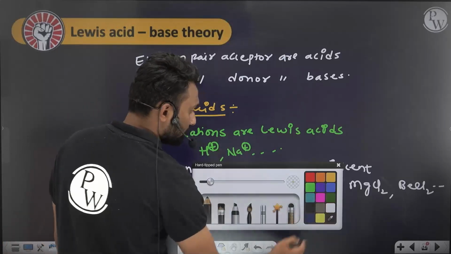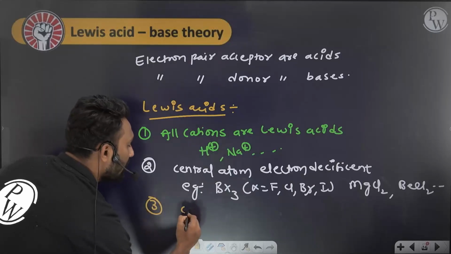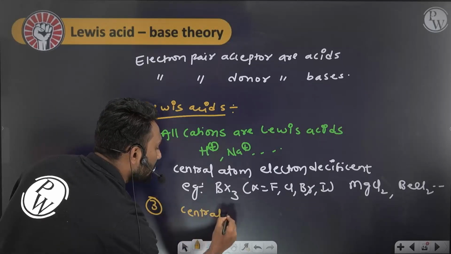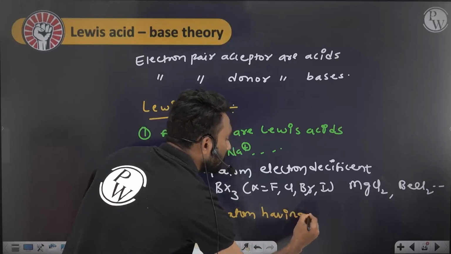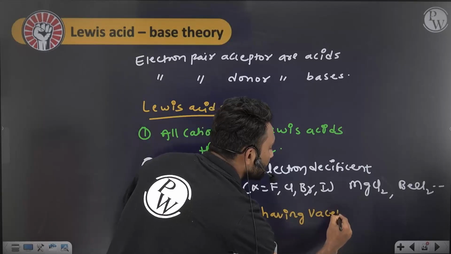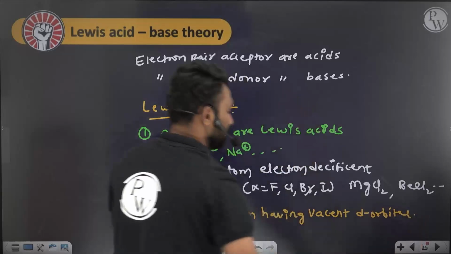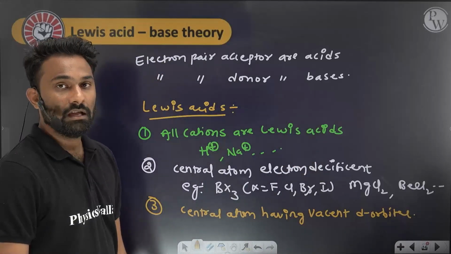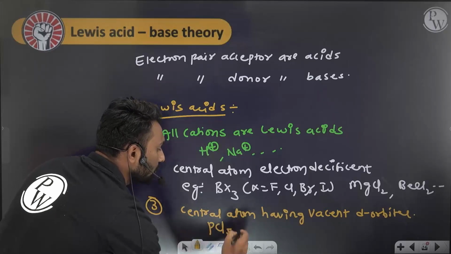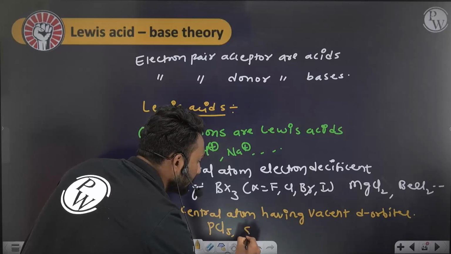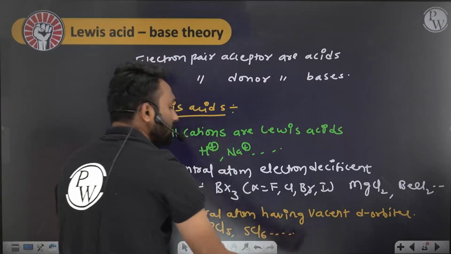Next, central atom having vacant d orbital. If the central atom is having the vacant d orbital, those also will act as a Lewis acid. Example, PCl5. Now next, SCl6. Now these are the examples.